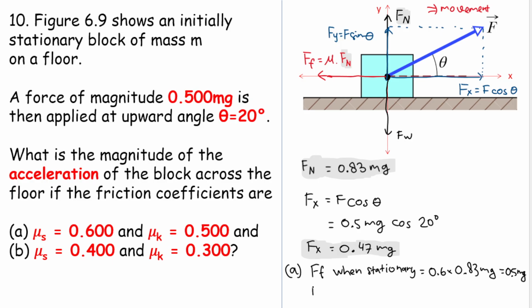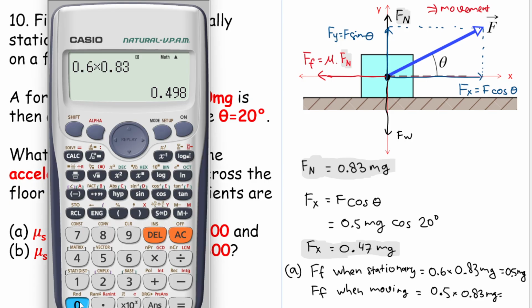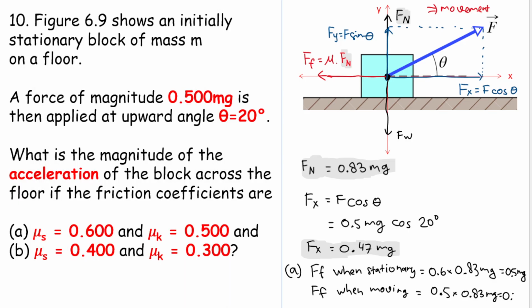But then the frictional force when moving will be 0.5 multiplied by 0.83 mg, and that will equal 0.5 multiplied by 0.83. Okay, and I will have 0.42 mg.